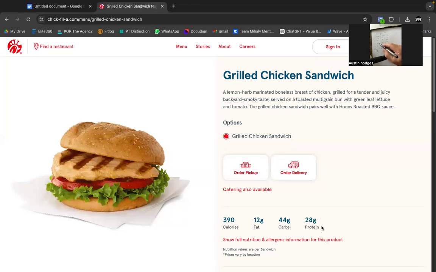So if we look at our example here, we've got 31 protein, 47 carbs, and 10 grams of fat. This is our original meal, and we're going to replace it with this grilled chicken sandwich here.